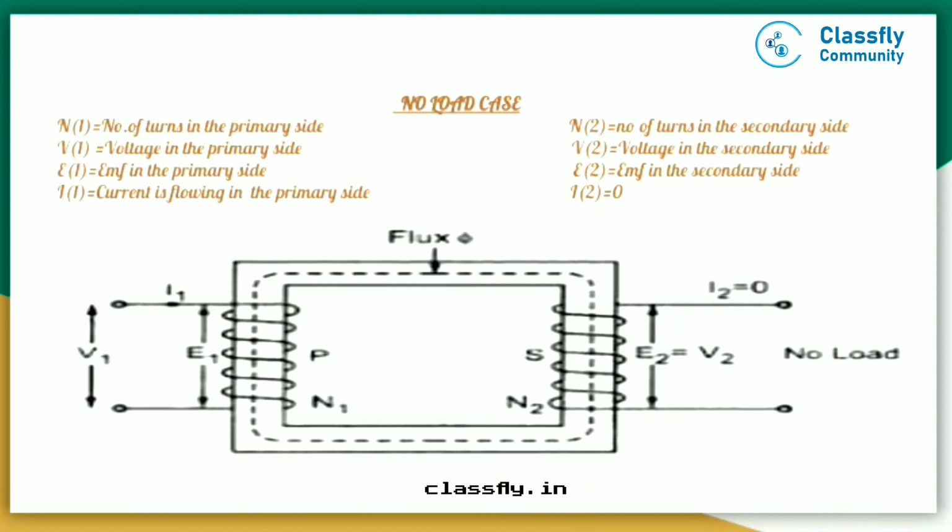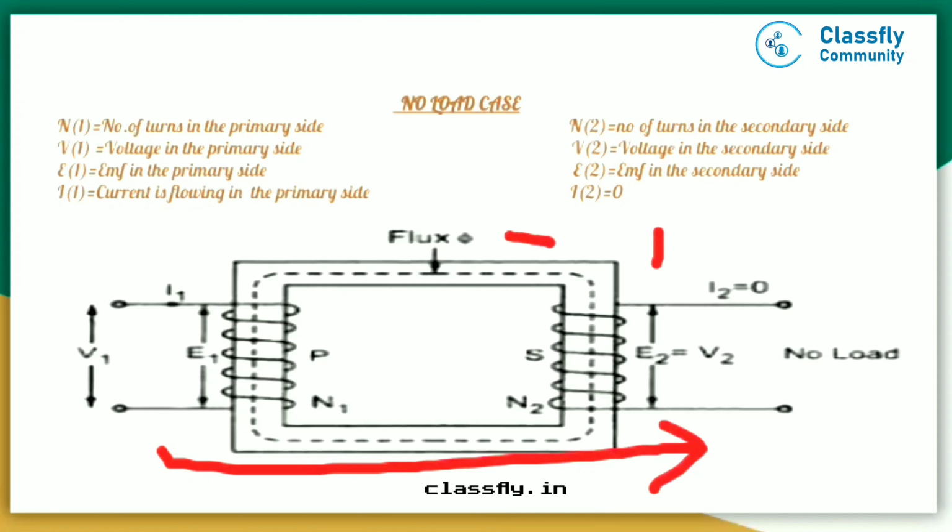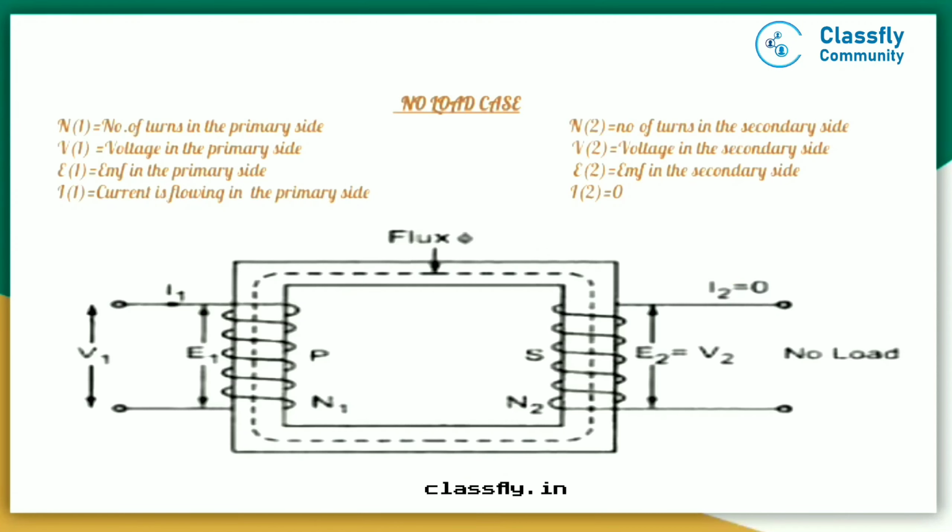Whenever you look at the no load case, you will only understand that there will be a flux which gets generated and moves from primary to secondary. So that phi will be equal to your N1 and I1. That means this N1 is your number of turns and this I1 is your no load current. Now let's move on and see our load case.